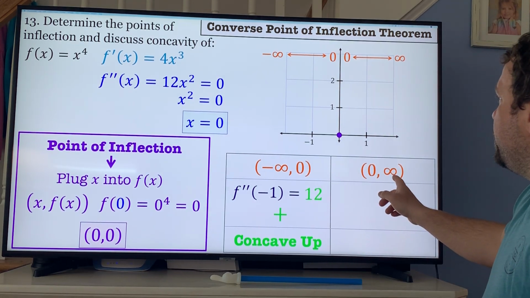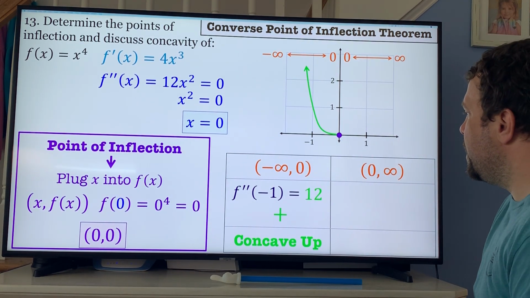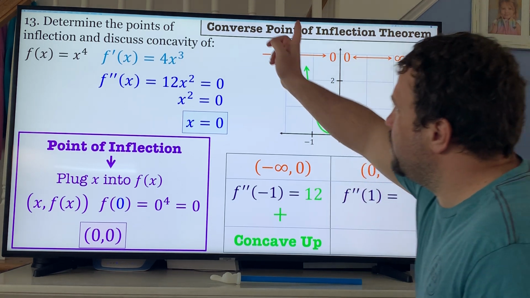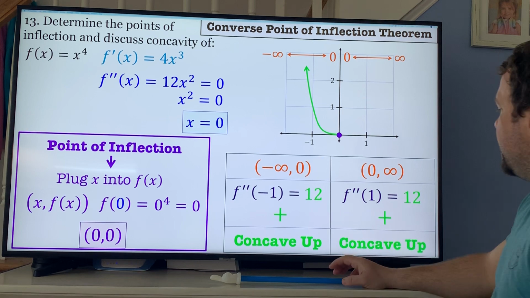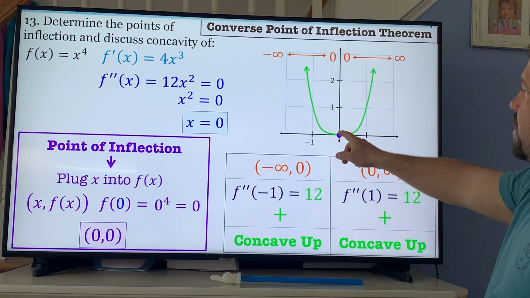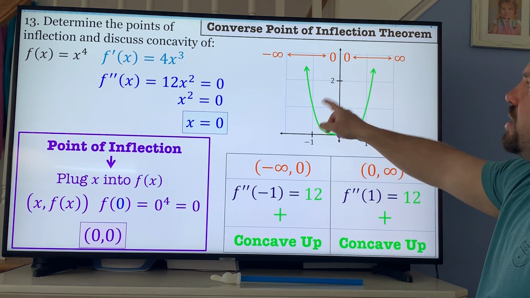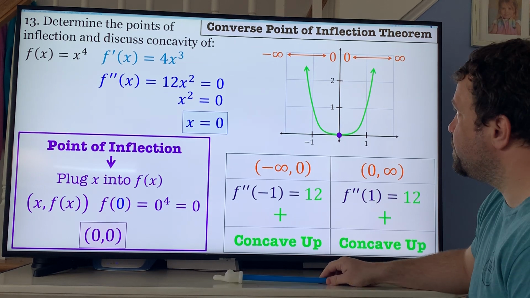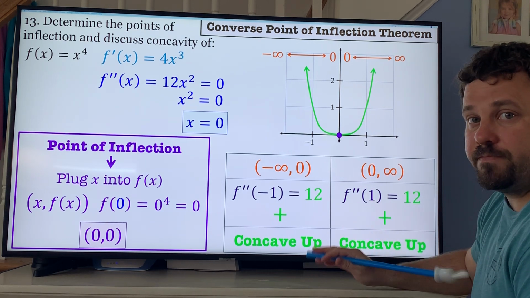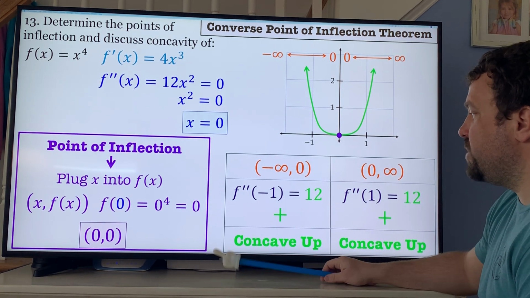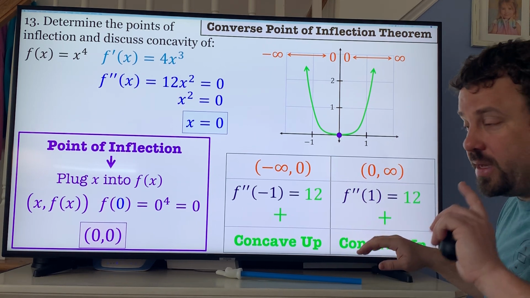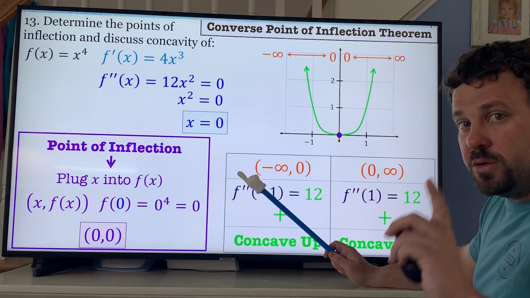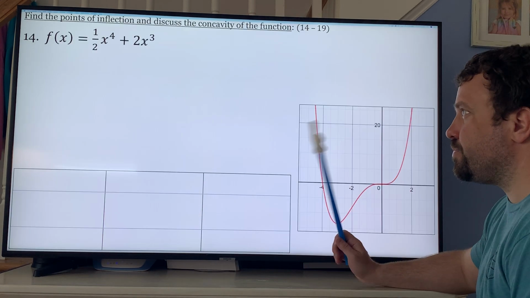All right, pick one. 12 times 1 is also 12. Now they're positive, it's still concave up. So even though I have a point of inflection here, you can still have concave up on both sides. Makes a parabola. Good? So you can't just assume it always goes up, down, up, or down, up, down. A lot of people like to assume that. And when you assume things, bad things happen.